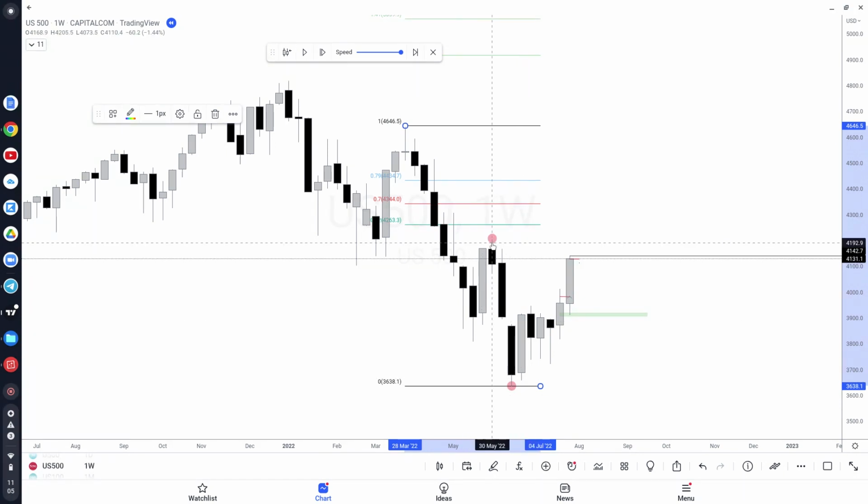I think this high here would be used as inducement. We have equal highs here, and then we have a fair value gap, right? And that fair value gap is aligned with optimal trade entry. But we'll worry about that once price gets there.